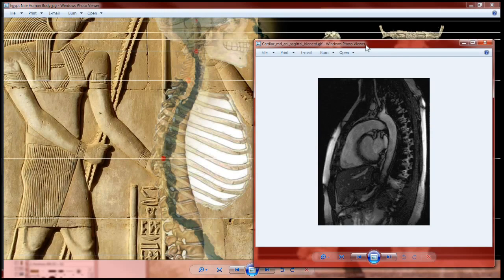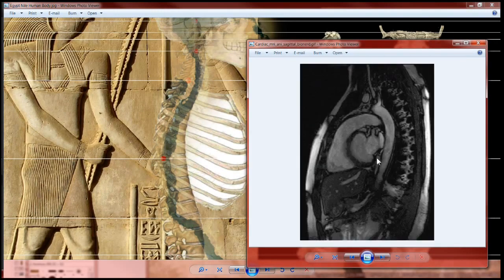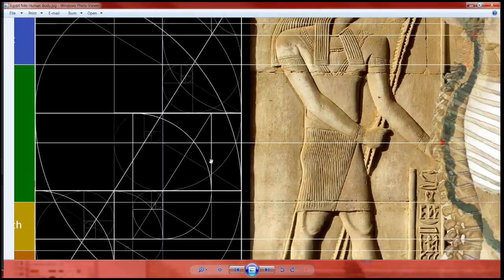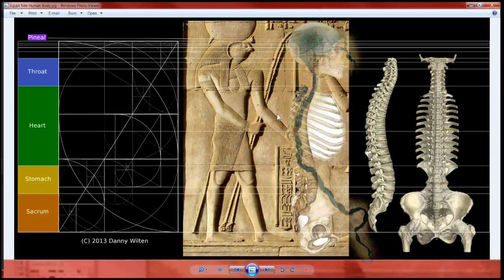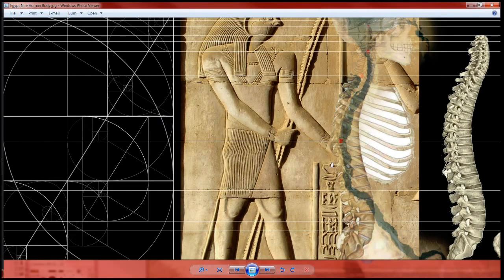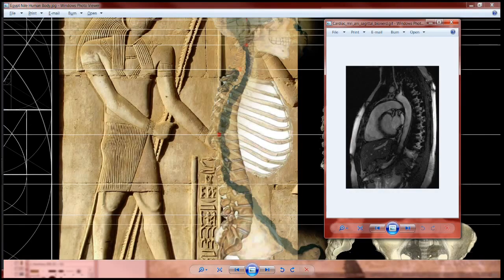Now, based on phi, this is an MRI of a heart, and it's a mirror image view. So imagine that this is flipped horizontally. Notice where the heart is located and the way the spinal cord curves, and this is exactly where the heart is actually located. So where his thumb is where the heart begins. And if we take a look at our phi ratio right here, this phi, the thick line, appears to be where the heart ends.